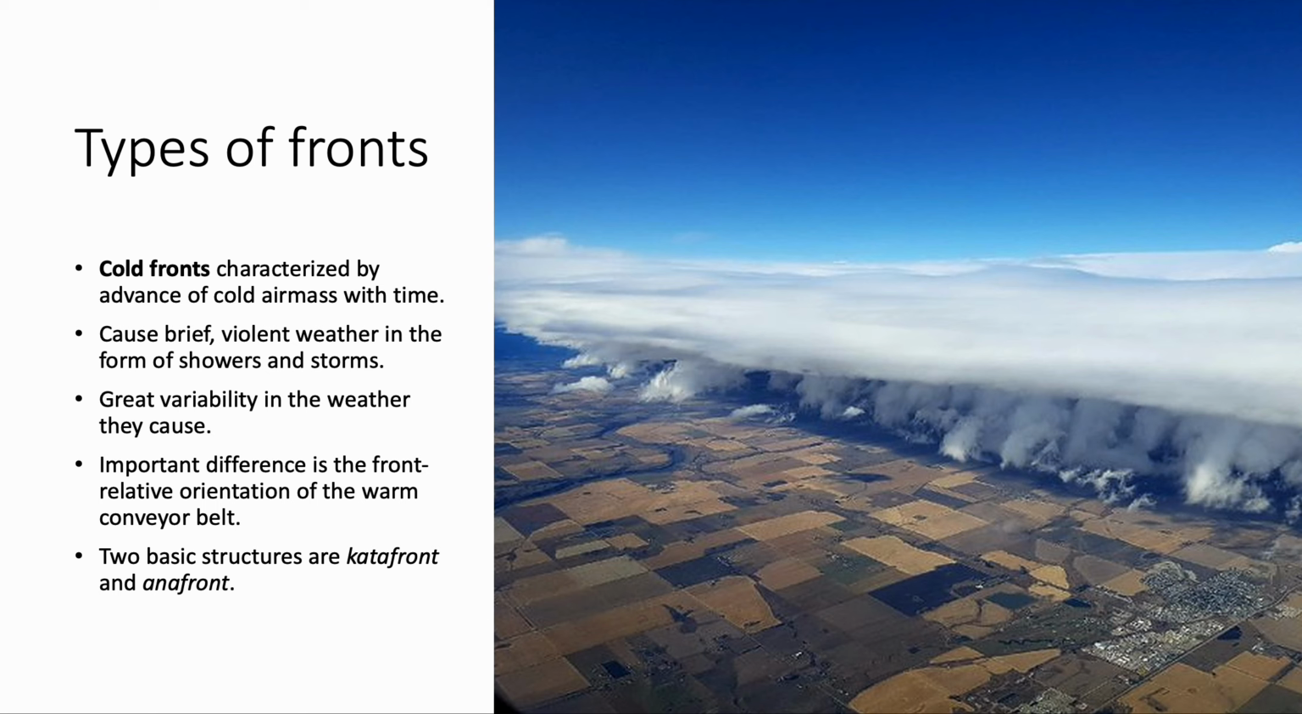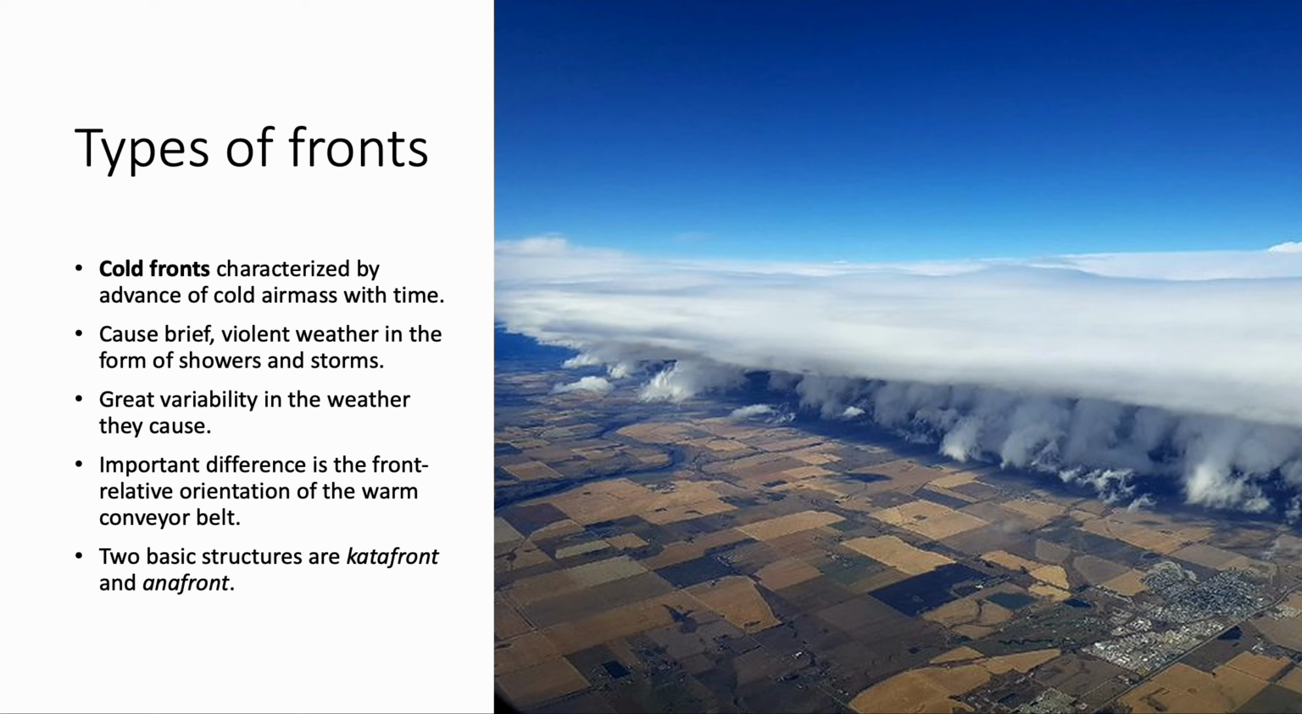What kind of fronts can we usually encounter in nature? Well, I'm sure the two basic definitions and distinctions you have already heard. The first one is the cold front, which is what I always think about when I think about fronts. And cold fronts are characterized by the advance of cold air masses with time. These are really important because they very often cause severe weather. During summer, these can be storms, and during the winter, these can be significant snowfall, for example.